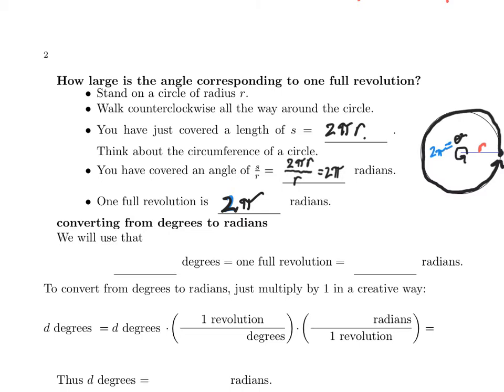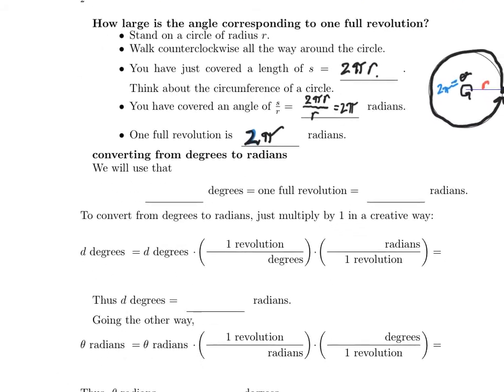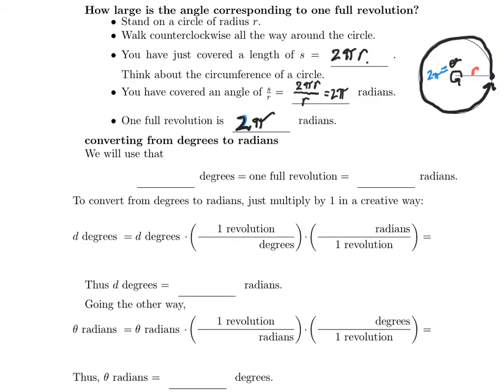Nice. So that tells us lots of information. So let's use this fact to convert between degrees and radians. In order to make this conversion, I need to know some relationship between radians and degrees that'll let me convert. Well, I know one thing. I can express one full revolution now in terms of both radians and degrees. We just found that one full revolution is 2 pi radians, but one full revolution is also 360 degrees.